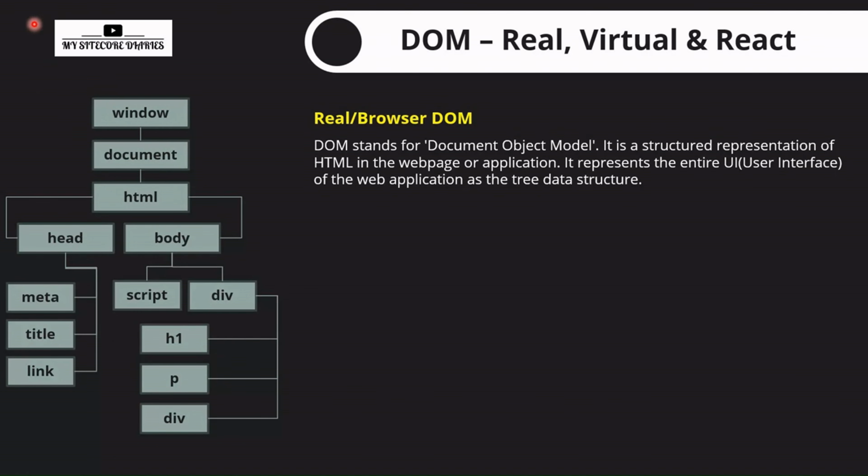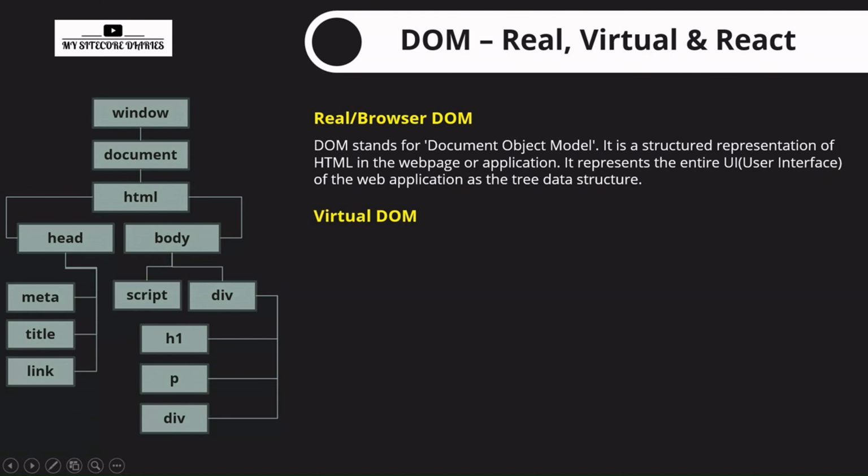the structure starts with the window, then it's followed by document, then the HTML, and then branching out to head and body, then their corresponding child elements like script, div, h1, p tag, div. Head is branching into meta tag, title, link. So this is how your tree structure is defined. Okay, so that is your DOM.